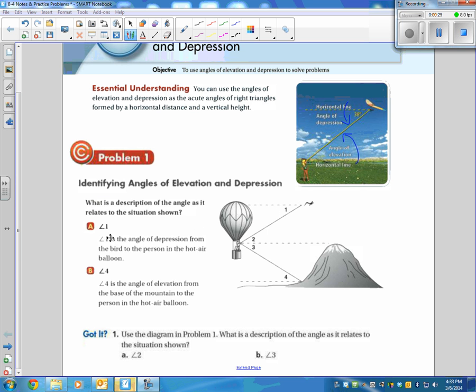So if we look at the first example, example 1A, we see that angle 1 is an angle of depression from the bird to the person in the hot air balloon. So you start with the plane that the bird is flying along. This is the path, and then that is actually an angle of depression down to the hot air balloon. If we look at 4 and we go from the base of the mountain from this plane actually to the hot air balloon, we notice that that is an angle of elevation.